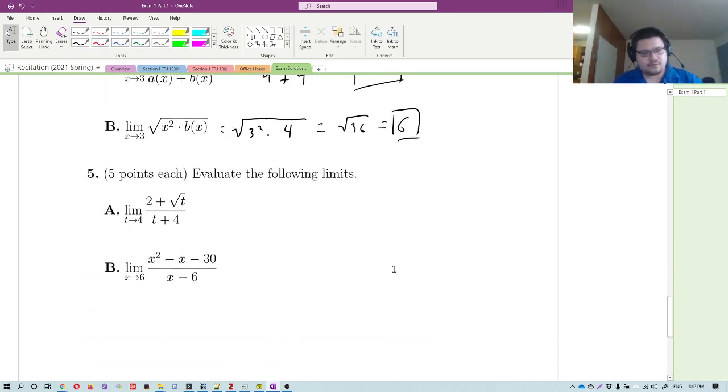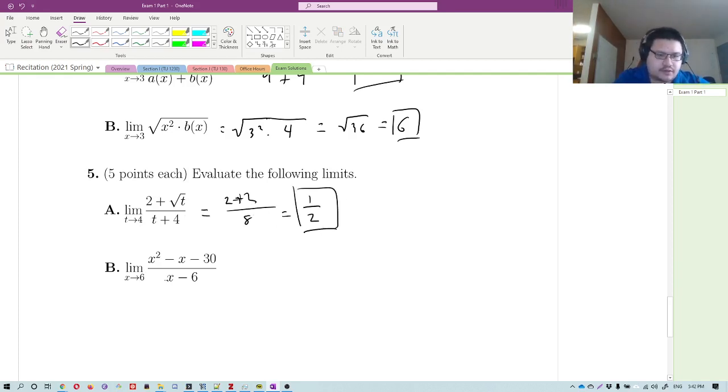Okay. 5a and b. Looks like this is going to be algebraic. Actually, for a we can just plug in, can't we? Because there's no problems with that. So 2 plus 2 divided by 8, which is going to be 4 over 8, which is 1/2.